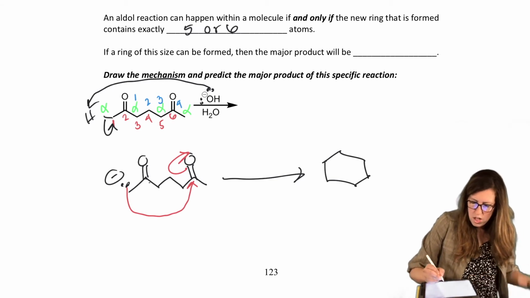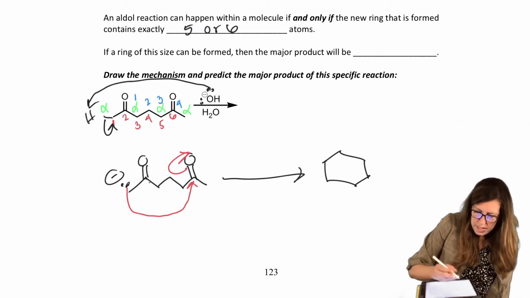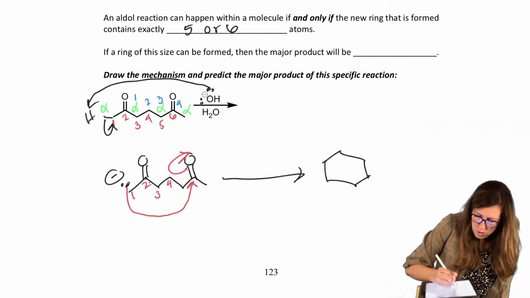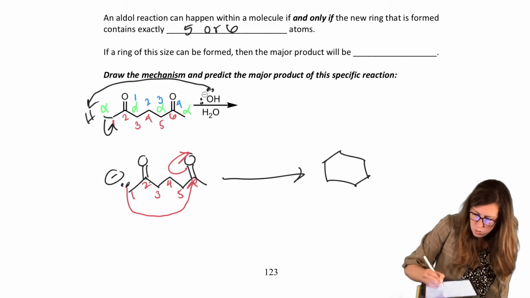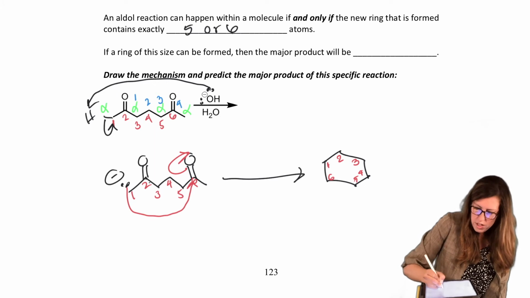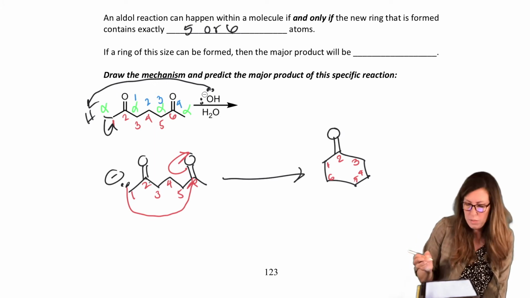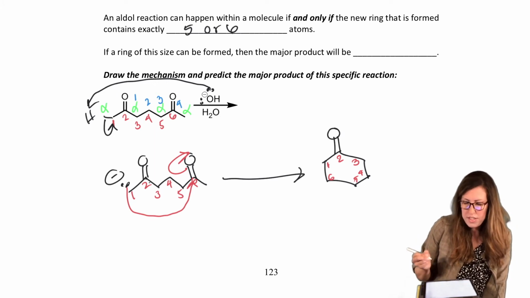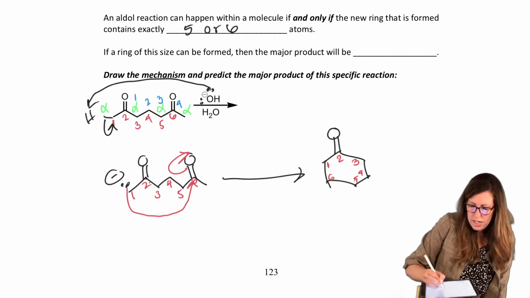Okay, so count your carbons again to be safe. 1, 2, 3, 4, 5, 6. So 1 is here, 2 is here, 3, 4, 5, 6. Now we fill it all in. 2 had its carbonyl kept intact. 1 to 6, that's the new bond. 6 has a methyl on it, and it also opened its carbonyl to an O-.